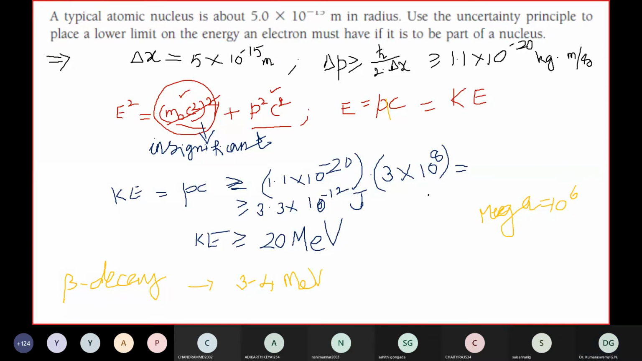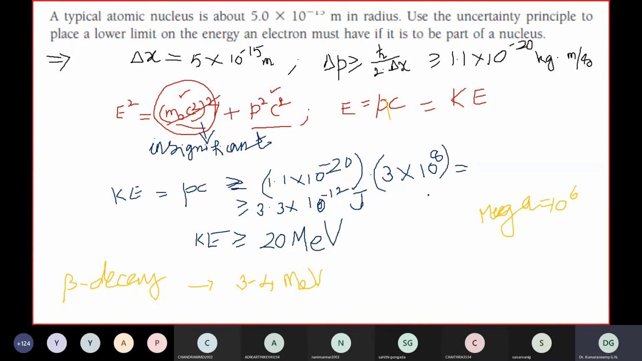Electrons coming out of the nucleus, that fact nobody can deny. But do the electrons exist inside the nucleus? That we don't know. We know they are coming out because when a proton converts to a neutron, or a neutron converts to a proton, we see electrons coming out. That we call as beta decay.